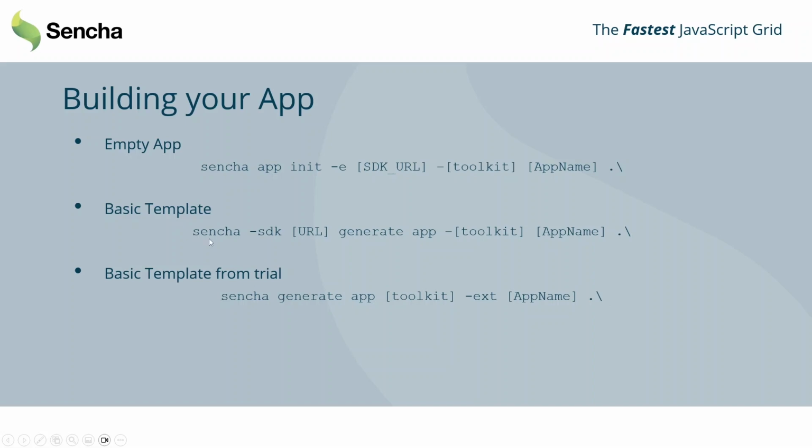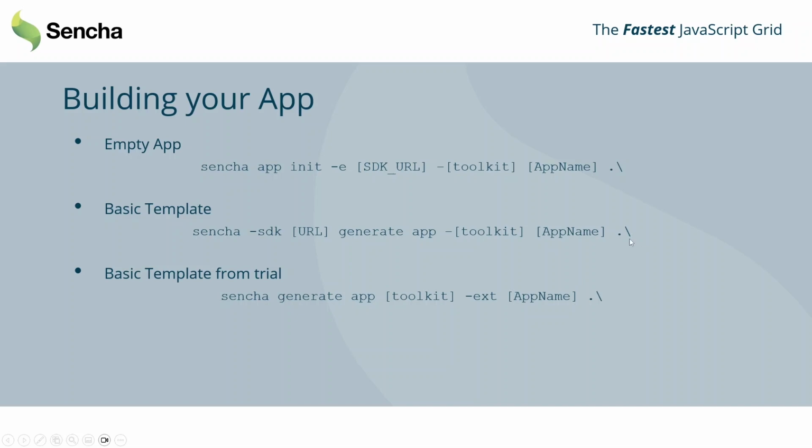So basically all you do is type sencha-sdk, the URL to your SDK, then generate app, the toolkit you're going to be using. And today we are going to be using the classic toolkit, and then your application name. This application name can be anything that you want, just no spaces, no special characters. Usually I just say app or admin app or classic app or things like that.